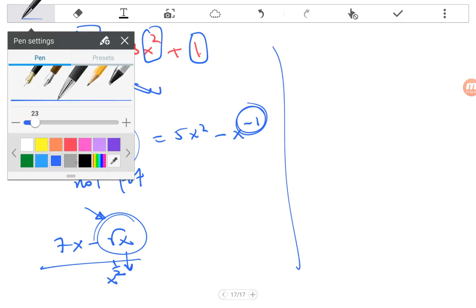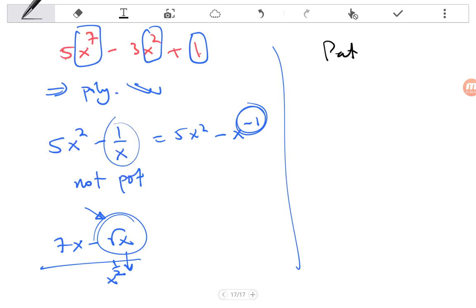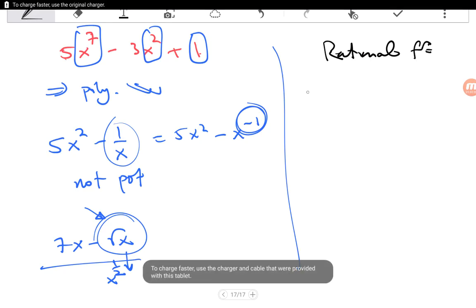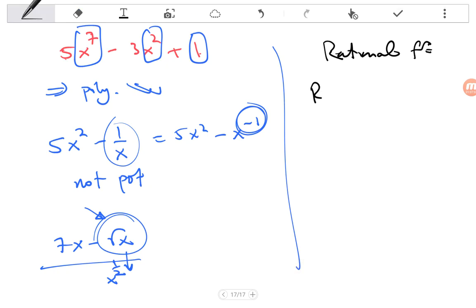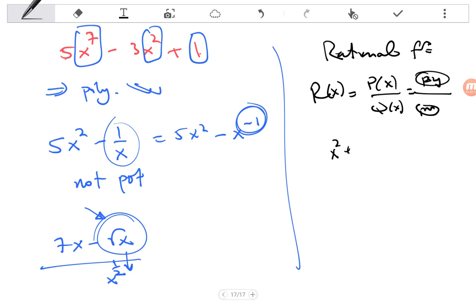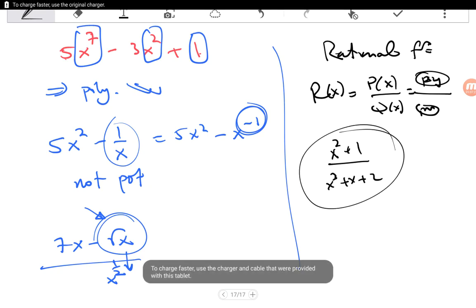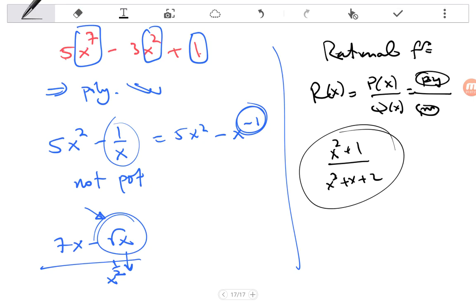We also have another definition, which is a rational function. A rational function is a quotient, or the ratio, between two polynomials, p of x and q of x. If I have some polynomial over some polynomial, that is called a rational function. For example, x^2 plus 1 over x^3 plus x plus 2. This is called a rational function. It is a ratio between two polynomials. Okay?